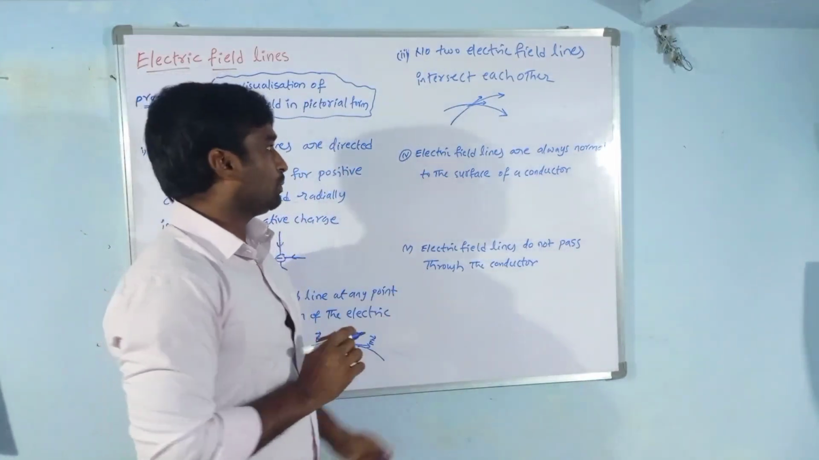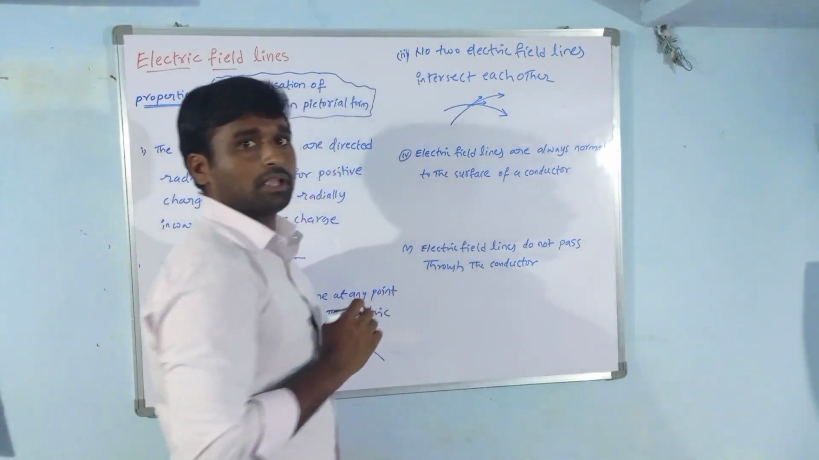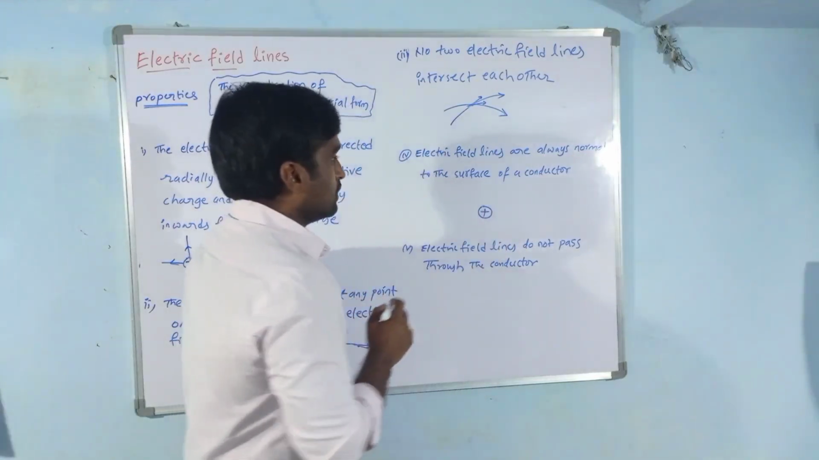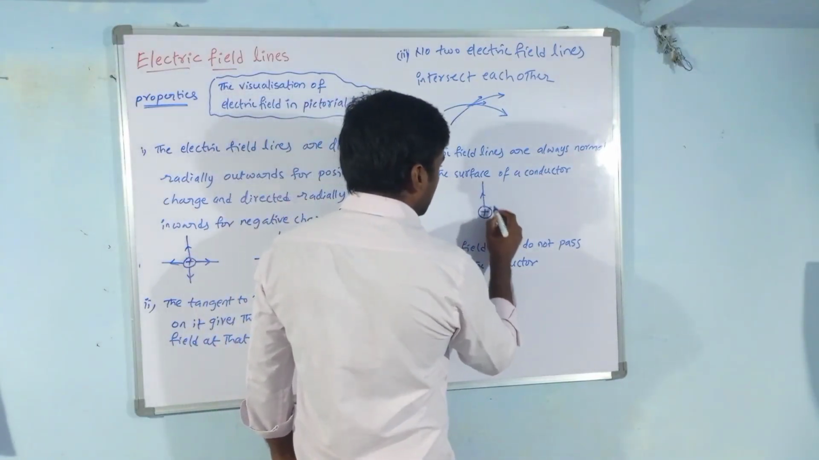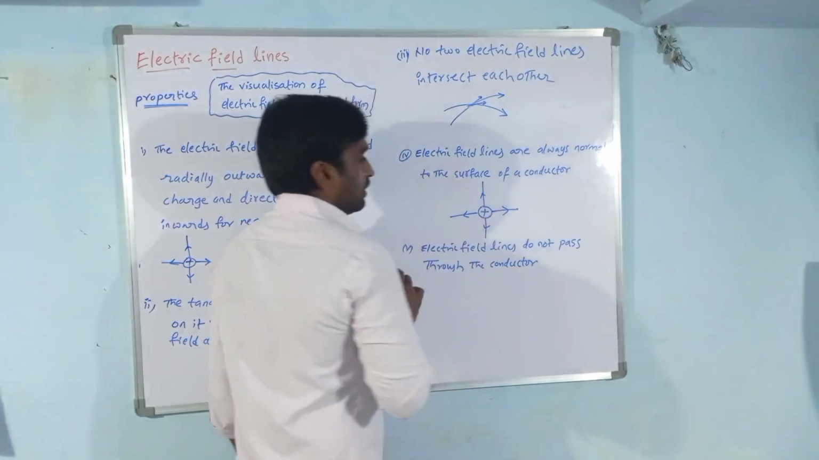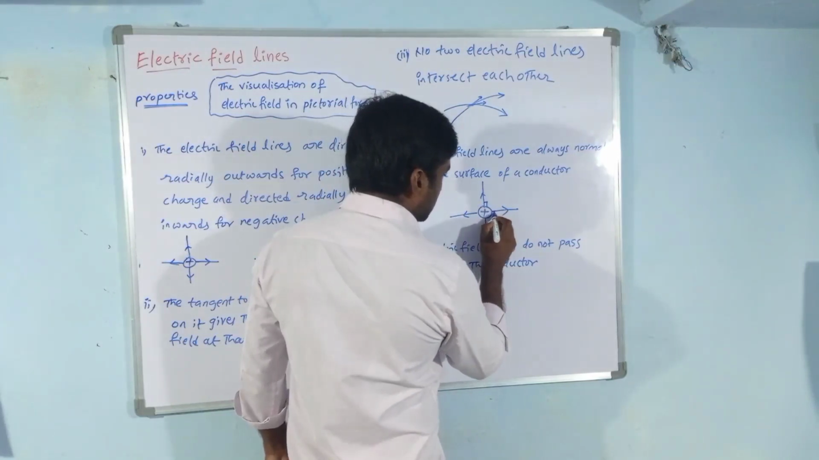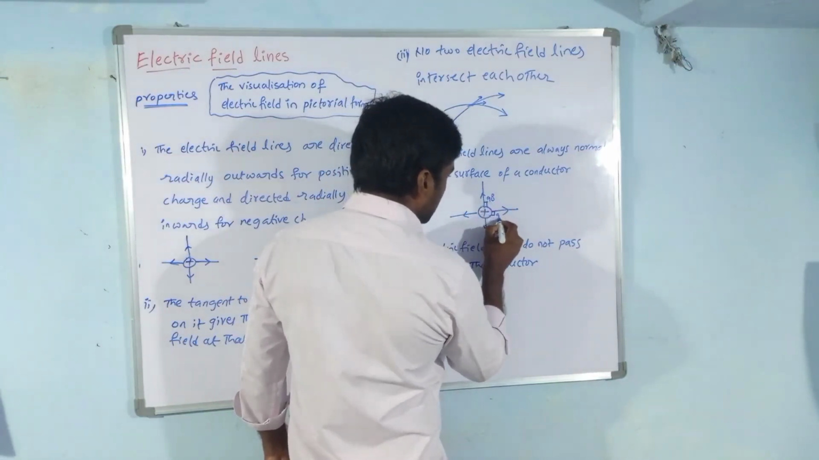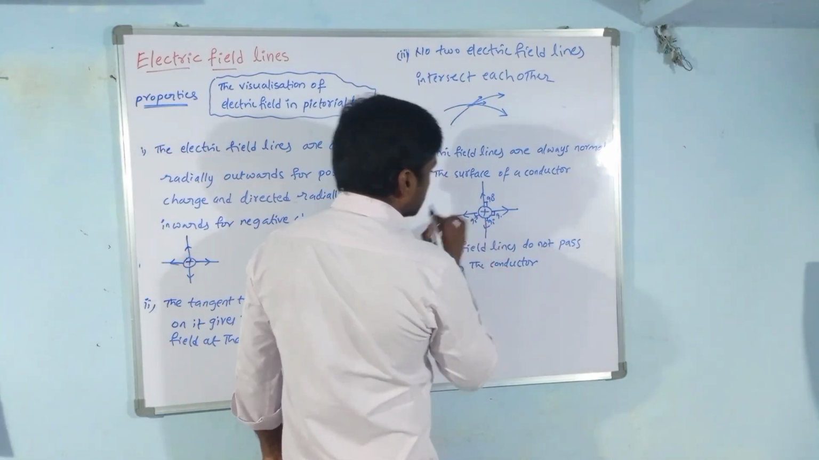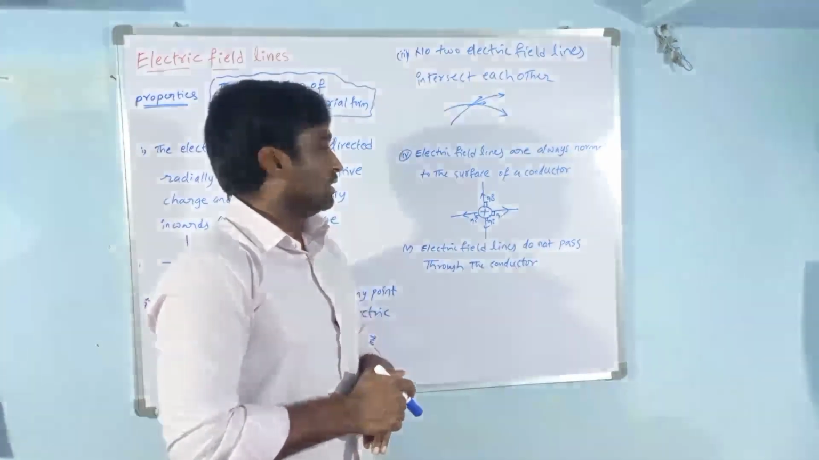Next, what is the fourth property? Electric field lines are always normal to the surface of the conductor. Suppose this is a conductor, and it is positively charged. So what are the field lines? These are the field lines which are directed radially outwards. What is the angle of the field line with the surface of the conductor? That is 90 degrees. It must make 90 degrees with the surface of the conductor. So electric field lines are always normal to the surface of the conductor.